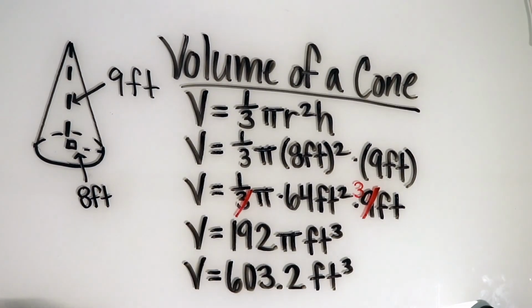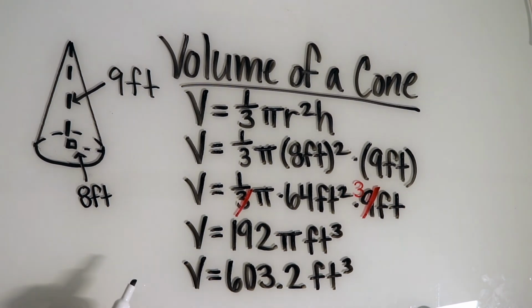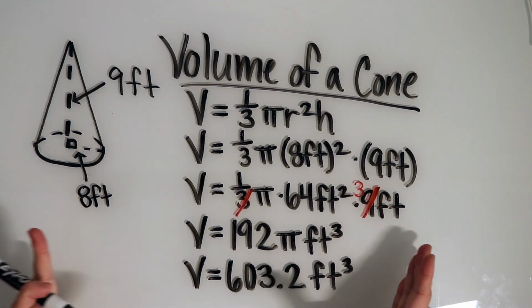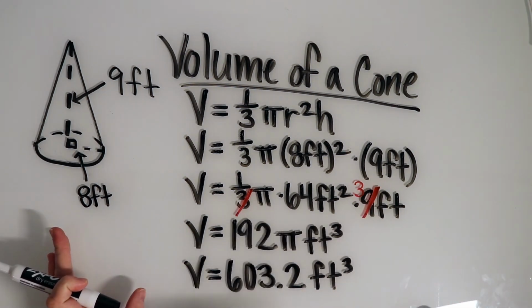Okay, but I just want to show you that you might wonder why you did not get the same answer as me if you are rounding pi to 3.14. Okay, but that's pretty much how you find the volume of a cone. Please make sure to do the practice problem down below.